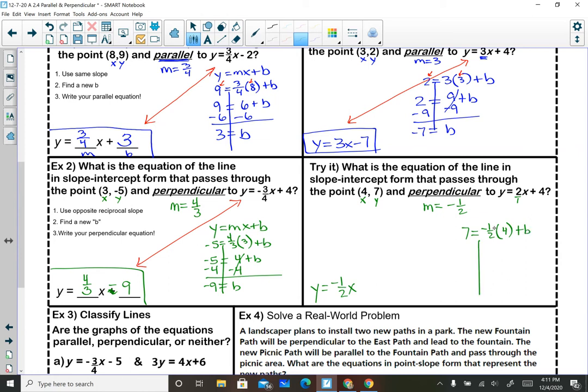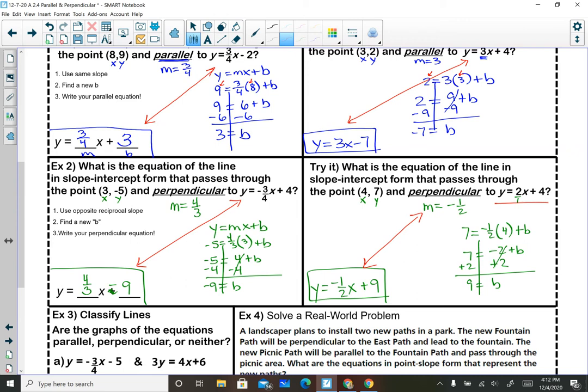All right. From here, we're going to do negative 1/2 times 4. So do that in your calculator if you need to. That's negative 2 plus b equals 7. Add the 2 to the other side of the equation to solve for b. And you get b equals 9. Looks great. So we're going to put the 9 at the end of our equation, and there is our answer. This line, negative 1/2 x plus 9, is going to be perpendicular to this equation. Okay, so it's going to form 90-degree angles, and it will go through the point 4, 7.